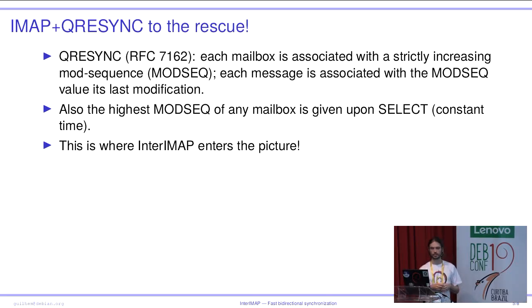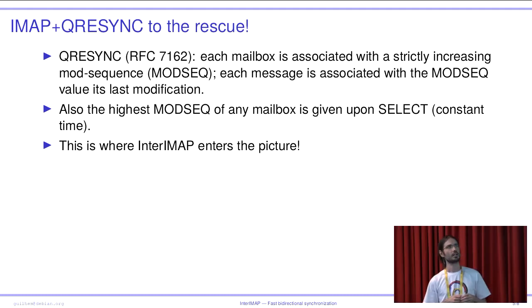And fortunately for us, there is this very neat extension, an RFC published in 2014 called Quick Mailbox Resynchronization. Essentially what this does is that each mailbox is associated with an ever-increasing 63-bit mod sequence that increases whenever you have changes, like a new mail, flag updates, deletion, whatever. And the highest mod sequence of a mailbox is given upon select, and it's available at constant time.